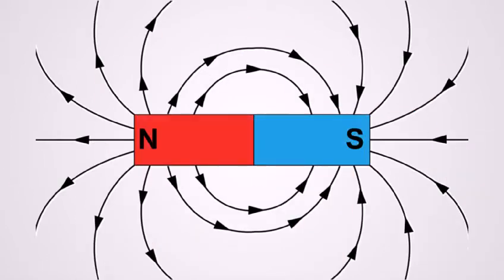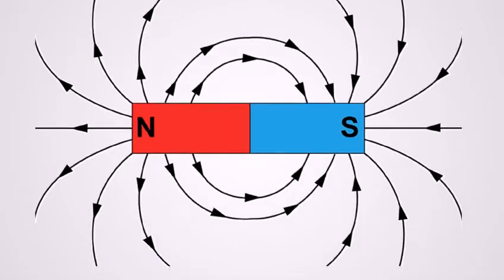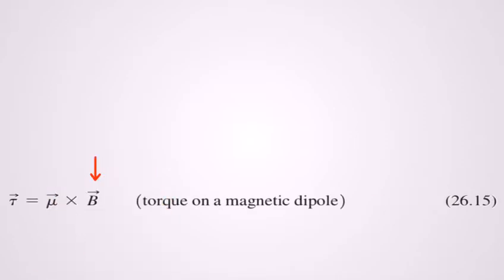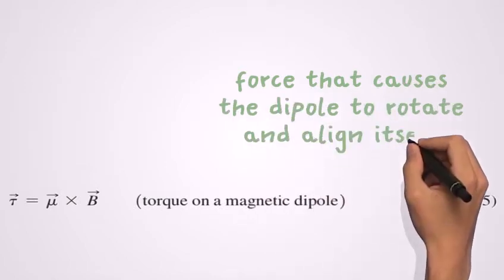A magnetic field is a region around a magnetic material that is created by moving charges within the magnet. This tiny magnet is also known as a magnetic dipole. When a magnetic dipole μ is placed in a magnetic field B, it experiences a torque, τ, or a force that causes the dipole to rotate and align itself within the field.